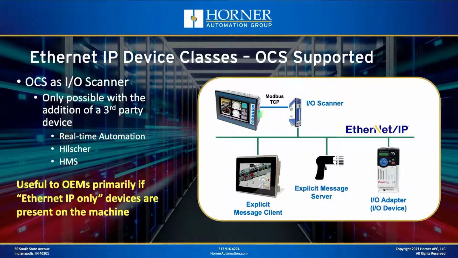Now first let's talk about the scenario where the OCS is the I/O scanner on the network. So from an OEM perspective, this would really only be valuable if you have an internal Ethernet IP network on your machine and you have devices on that network that will only talk Ethernet IP. Okay, so in this scenario, since the OCS doesn't support I/O scanner directly, you'll need a third-party device, such as one from Real-Time Automation, Hilscher, or HMS.